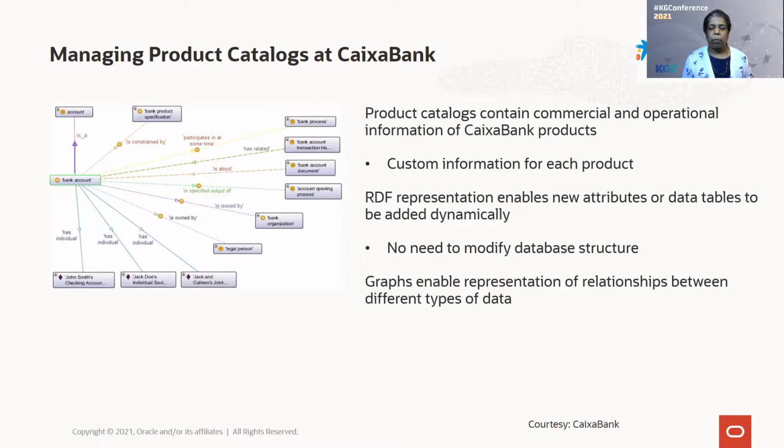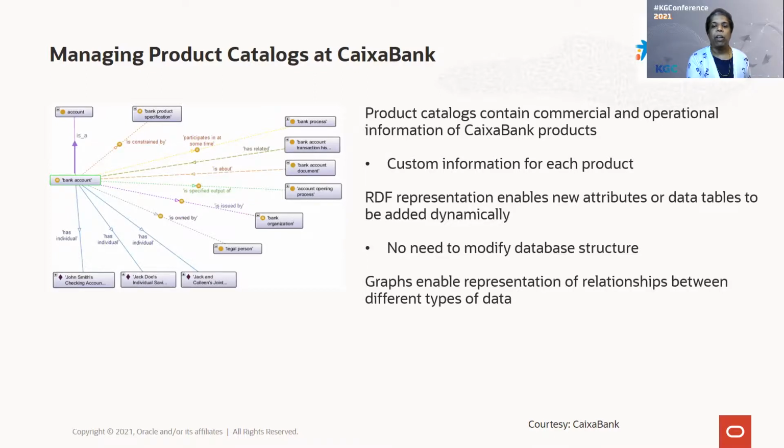And this changes. So products can have new attributes, new information is added dynamically. By having an RDF graph representation, they didn't have to modify the database structure every time new information was added. They're able to have a generic infrastructure that could be reused for different applications. And also, they're able to identify relationships between products, between different product components, because graphs can do that really well.